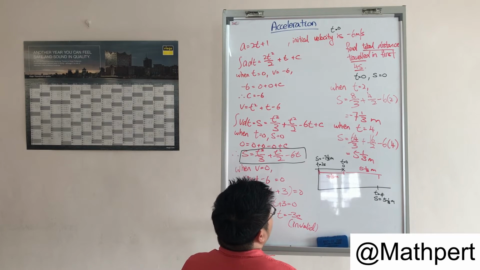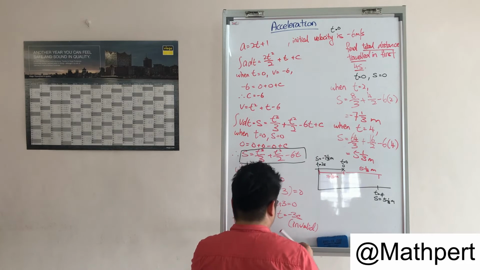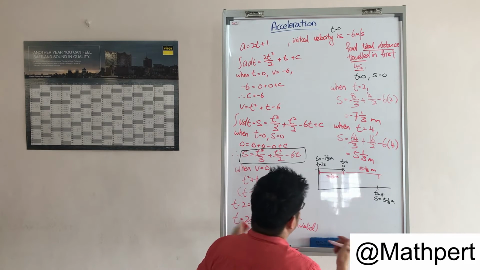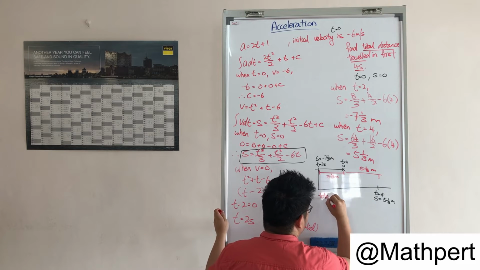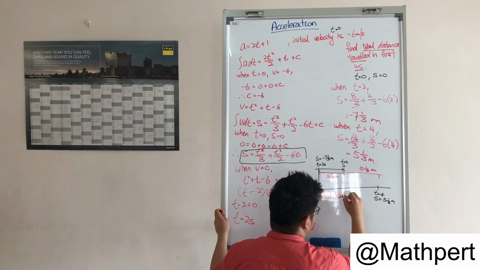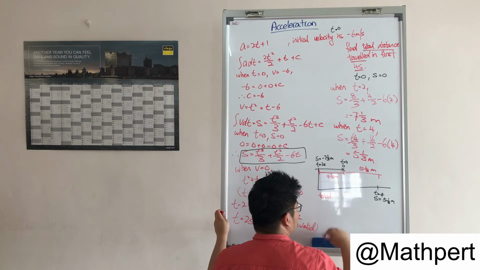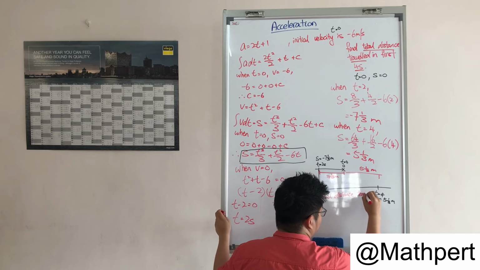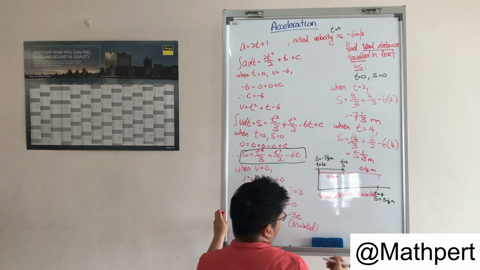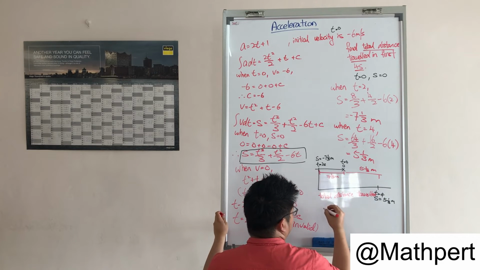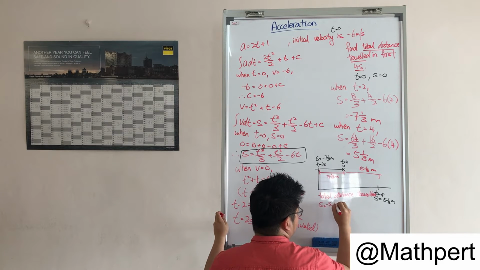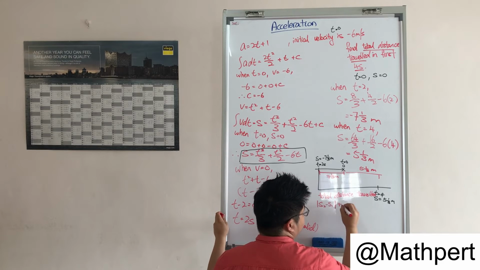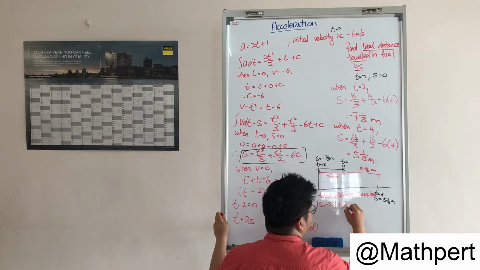Alright? We are asked to find the total distance traveled in the first 4 seconds. Meaning, total distance traveled is modulus of S2 minus S1, plus modulus of S4 minus S2. So what we get here?